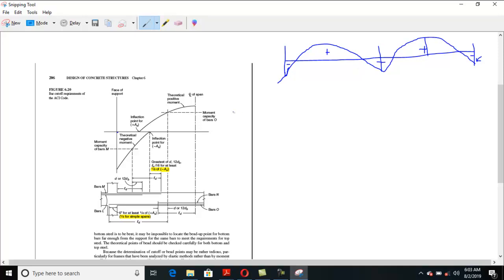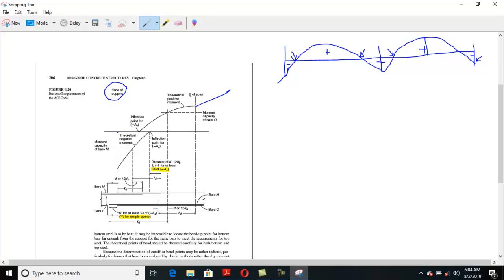Clear? Now the point at which the moment comes out to be zero is called the inflection point. Clear? So the inflection point is that point where the moment changes its sign, okay, from negative to positive or positive to negative. Clear? So this kind of detail you will see there, that this is the positive diagram, and this is the negative diagram. Clear? This is the inflection point for positive steel, and this is the inflection point for negative steel. This is the center line of the beam. Clear? And this is the maximum moment capacity. This is the theoretical moment, from the face of the support.